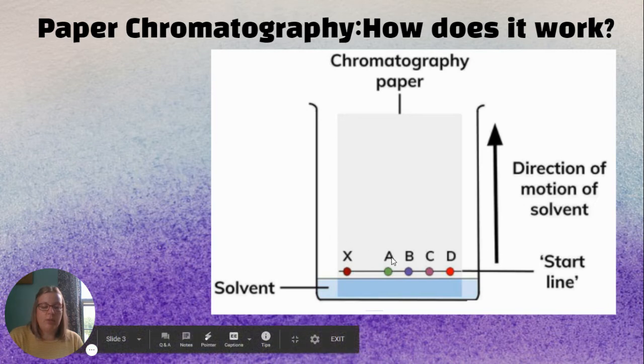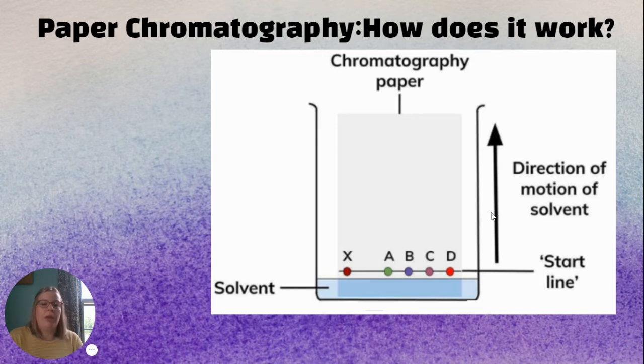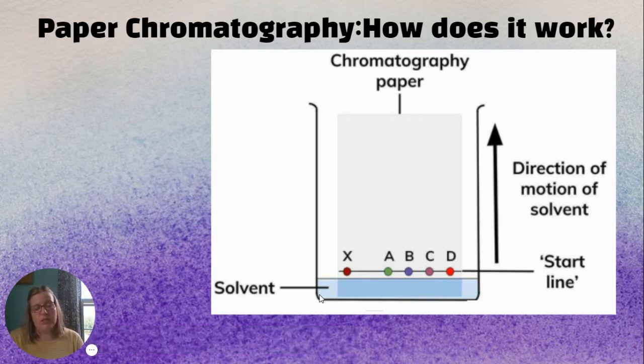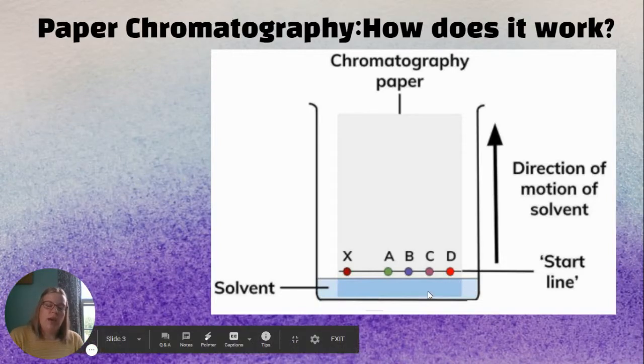In this particular setup, they have an unknown X, and then they have four things that they think X could be made of, and so they're going to be identifying them. Then you hang your paper in a container that has water. We usually use water, but it just has to be a solvent, anything that's going to be doing the dissolving. The trick is that you have to have the solvent below the dots, because otherwise the dots will dissolve into the solvent and it'll wreck your mixture. So you have to make sure that the dots are above the solvent line, and then all you have to do is give it time.